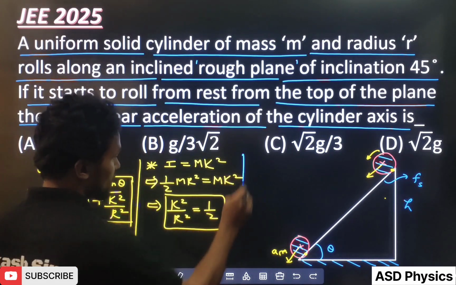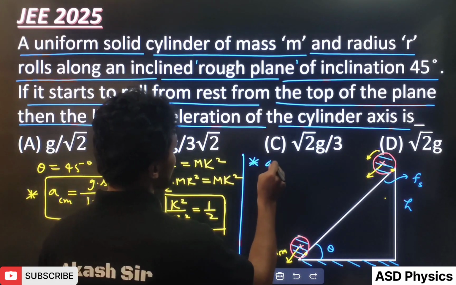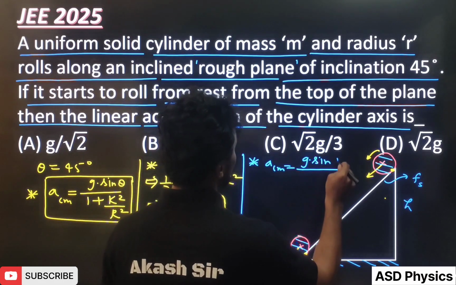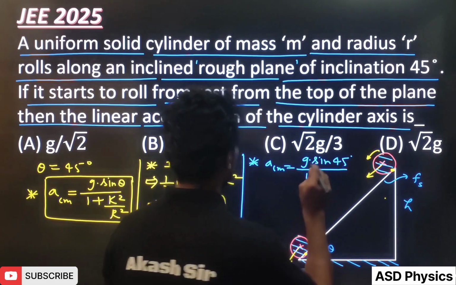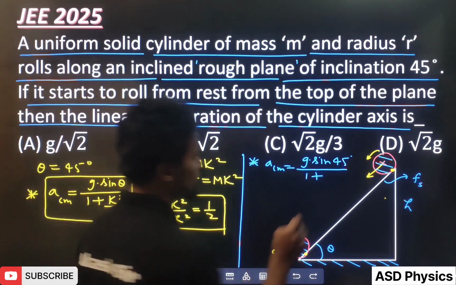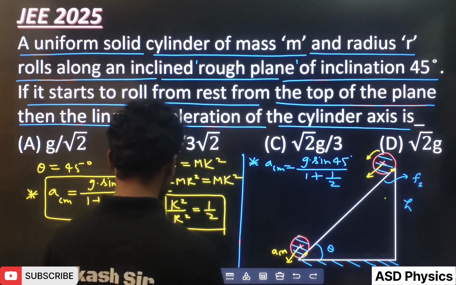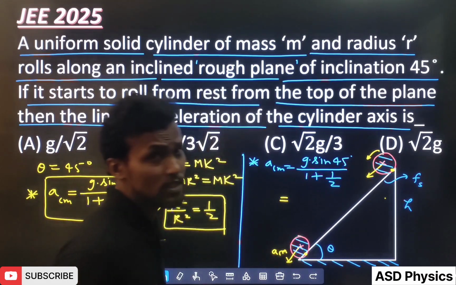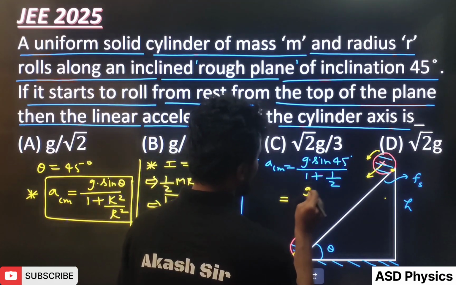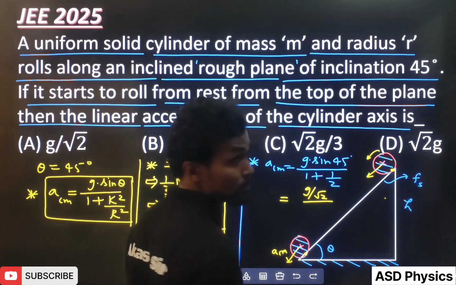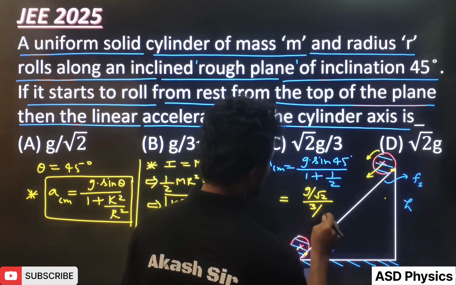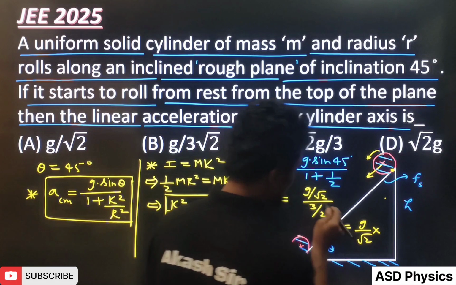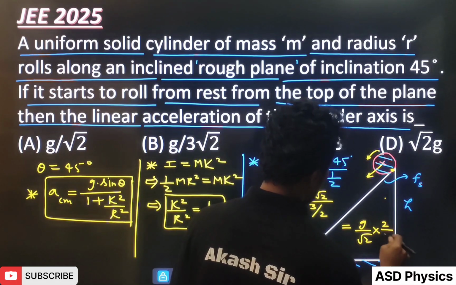If I use the formula, the acceleration of the center of mass after rolling can be written as g into sine 45 by 1 plus k square by r square. Here k square by r square is 1 by 2, so I write 1 plus 1 by 2. Simplifying, sine 45 is 1 by root 2, so it is g by root 2 divided by 1 plus 1 by 2, which is 3 by 2. Then it becomes g by root 2 times the reverse, that is 2 by 3.